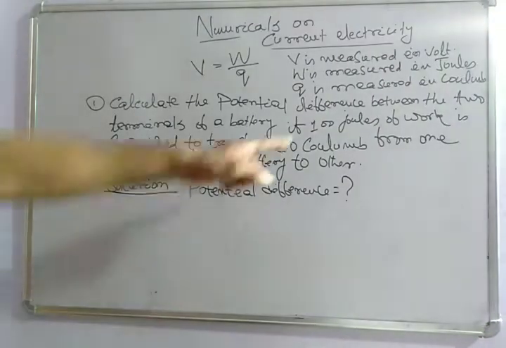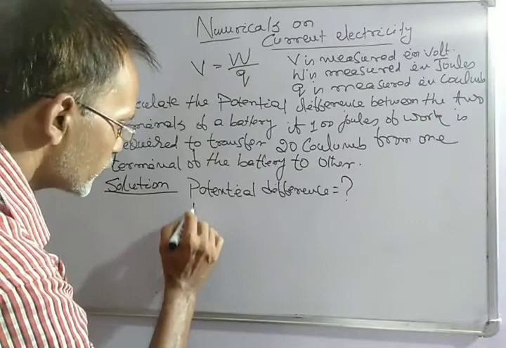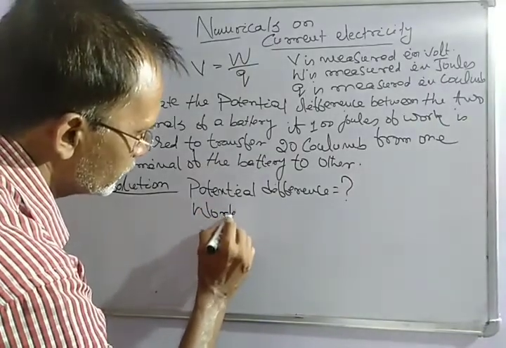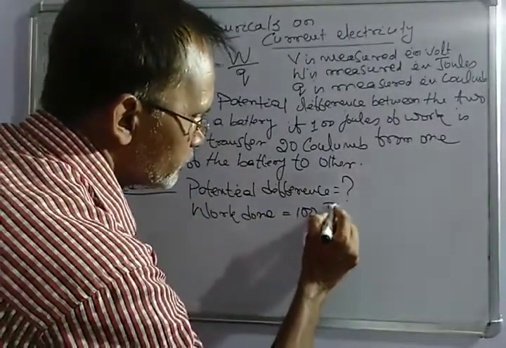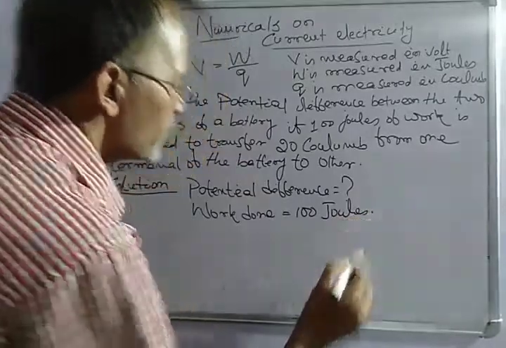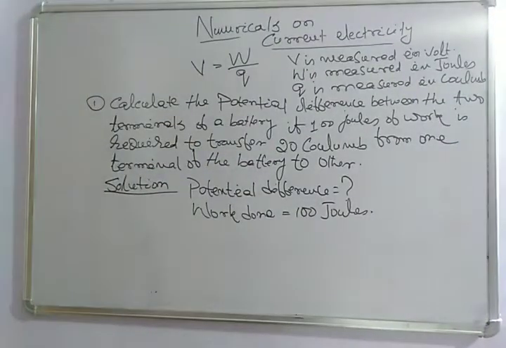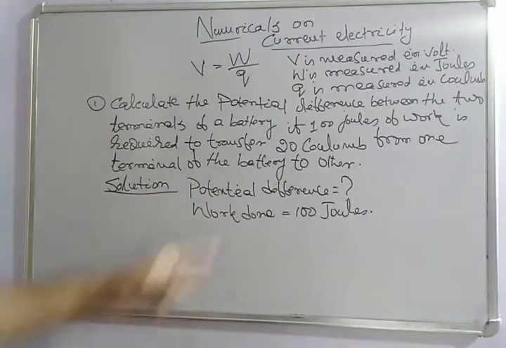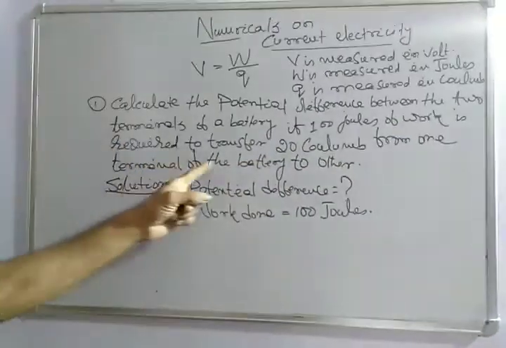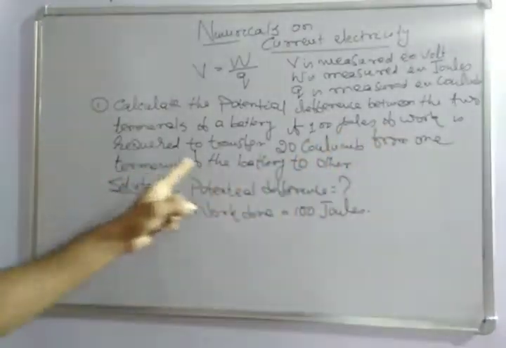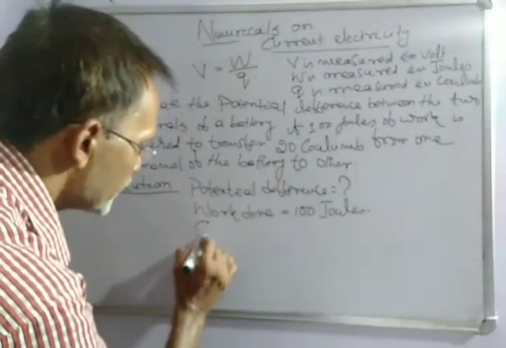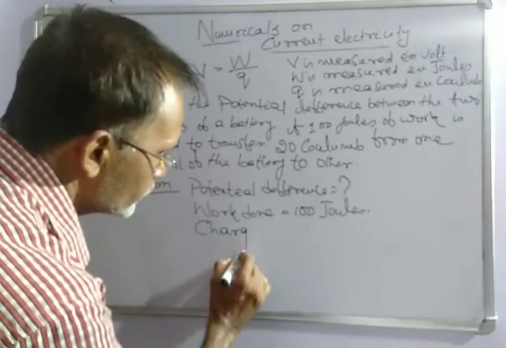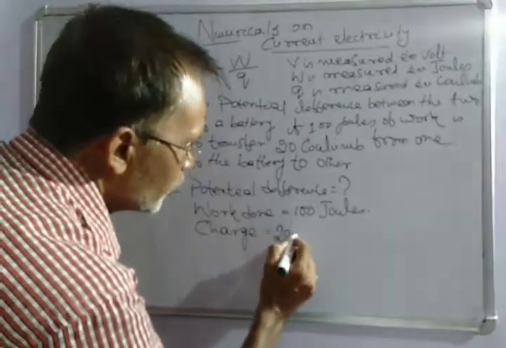Now, what is the work done? Work done is 100 joules right here. And then what is the charge? That is 20 coulomb, given here. The work done is required to transfer 20 coulomb from one terminal of the battery to the other. So the charge is equal to 20 coulomb.